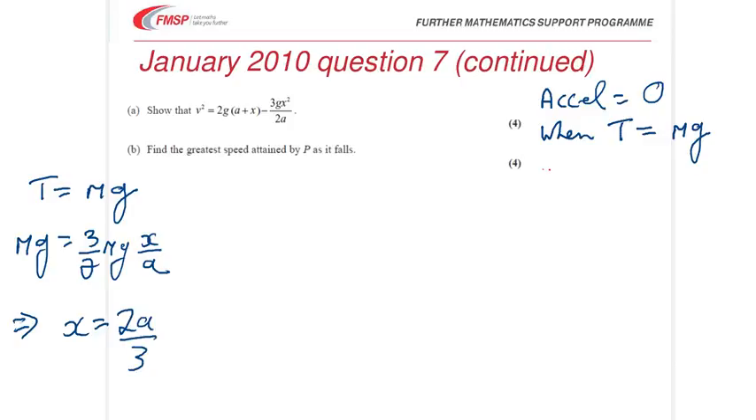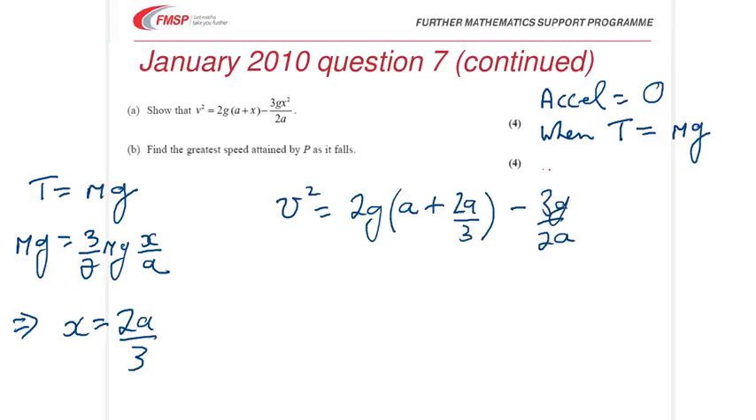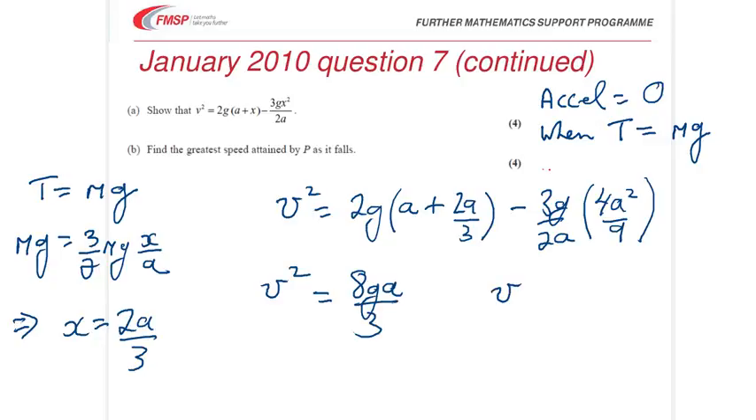So we're nearly there now. We've got the x, we put that back into the v squared expression. x squared, 4a squared over 9. I'll leave you to check that. That when you tidy things up comes to 8ga over 3. That's your v squared, so v is the square root of 8ga over 3.